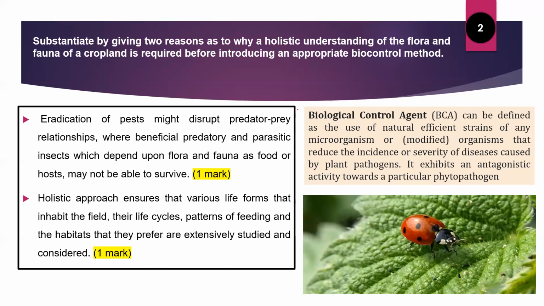So they can be basically defined as the use of natural efficient strains of any organism or organisms that reduce the incidence or severity of diseases caused by plant pathogens. It exhibits an antagonistic activity towards a particular pathogen. Now, the thing is that if you introduce a biocontrol agent without actually knowing what kind of intricate or complex food chain is there in the cropland, then it might usher in unwanted effects.